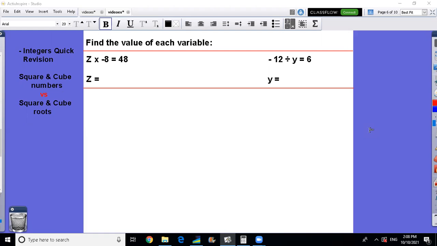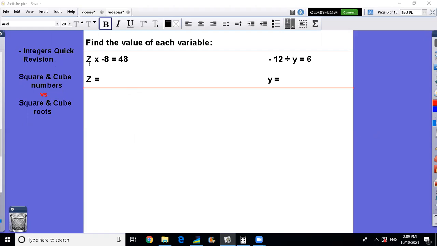And in today's video, we're going to talk about integers, quick revision. It's something that we've already done before many times. Square and cube numbers versus square and cube roots. All right, so let's start. The first thing over here, as I said, is just a quick revision.